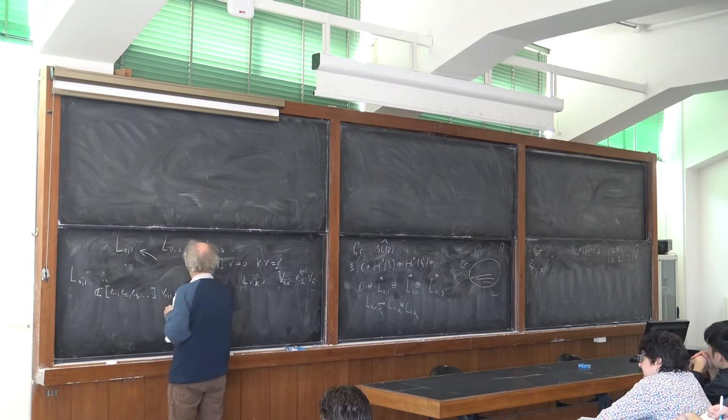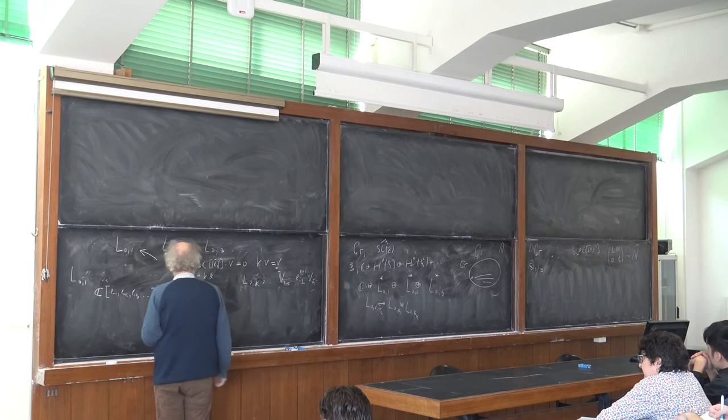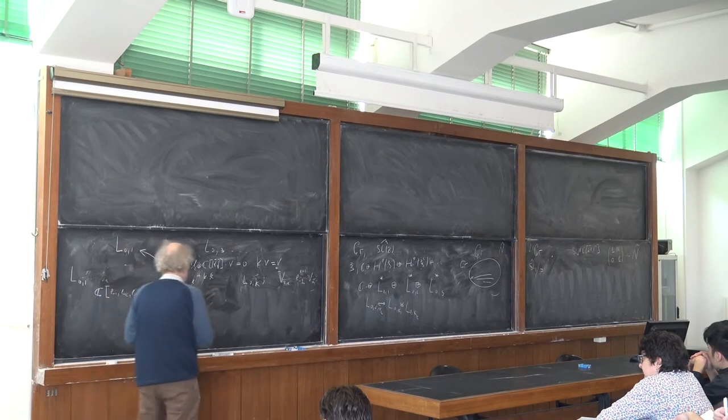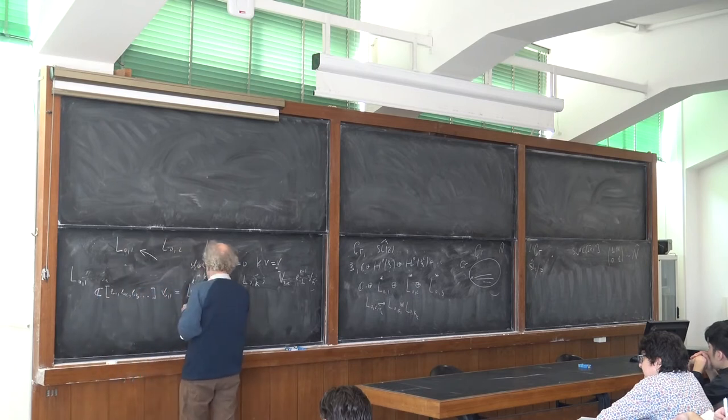And it gives me a subspace. Let me denote it L01. Maybe I put E here. It means that to the highest vector, I am acting not by the whole algebra, but by this E. And it will be a subspace in the whole representation.